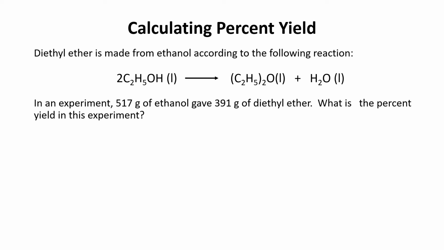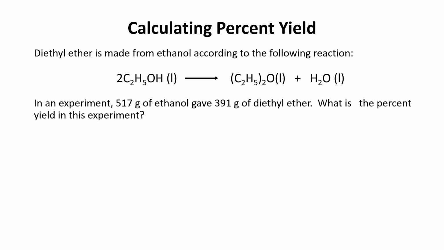Okay? Now, your percent yield calculation is based on two things. The actual yield, that's the amount of product you collect after the reaction has taken place, and the theoretical yield, which is the maximum amount of product you can make. We can calculate the theoretical yield before we even perform the reaction. The actual yield comes after the reaction is complete. It's the amount of product we actually collected.